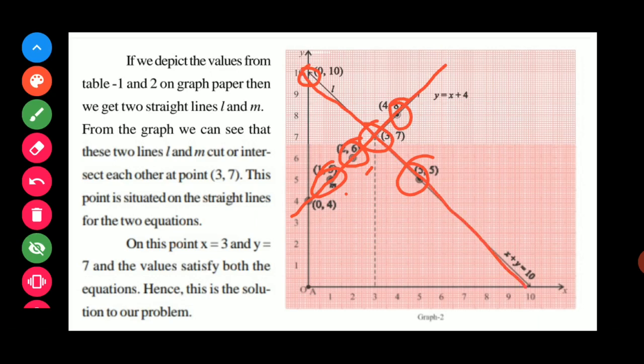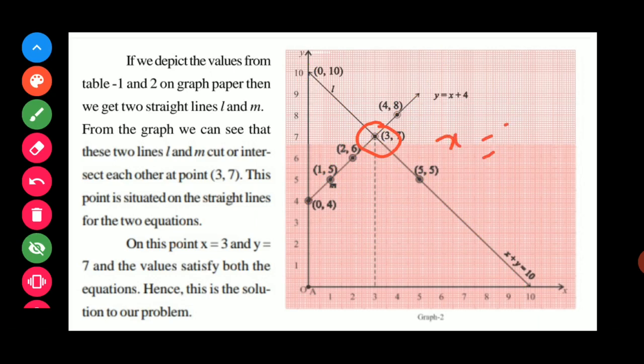They intersect at a point, and this is the intersection point. And that is your answer: at this point of intersection, x is equal to 3 and y is equal to 7.